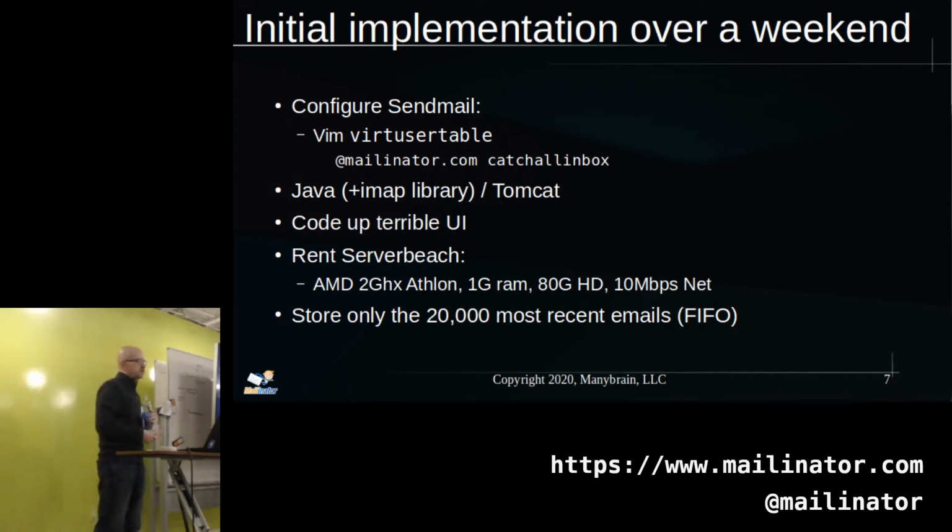The initial server specs was a 2 gigahertz Athlon, 1 gig of RAM, 80 gigabyte hard drive, and a 10 megabit NIC card. Okay, and I was only storing 20,000 emails. Even then, I realized, well, I can't store an infinite number of emails. I'm gonna have to somehow figure out what happens. And I created a FIFO system, first in, first out, that new email pushes out old email. And I just sort of had to make a decision, how much do we hold in this corpus at any given moment? And I picked 20,000 initially.